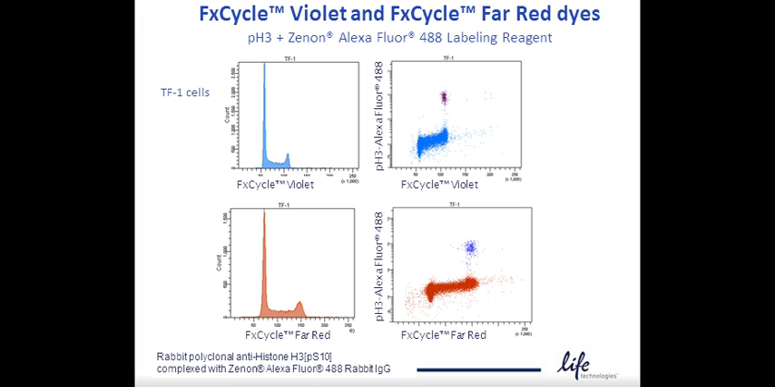In this example, both FX cycle far red and FX cycle violet are used to label DNA content in a multicolor application with phosphohistone H3 detected with an Alexa Fluor 488. This identifies the cells in the mitosis phase. By using lasers other than the common blue laser, the use of FITC and PE markers can be combined with DNA content.